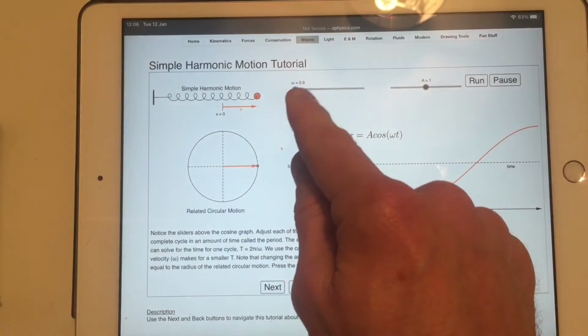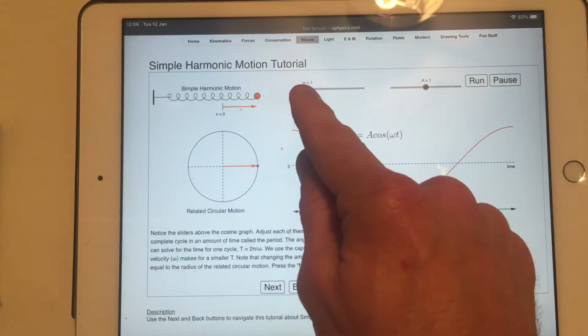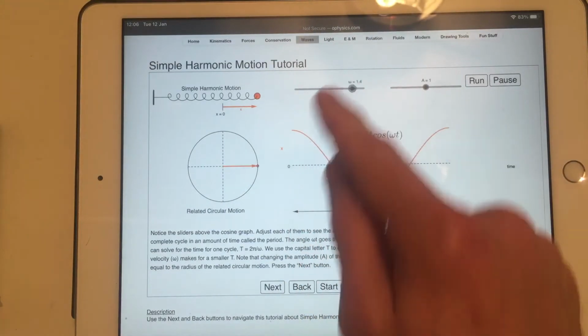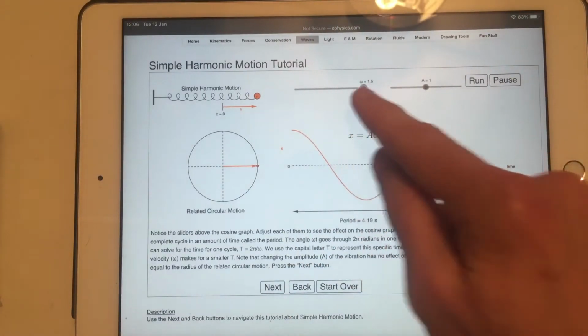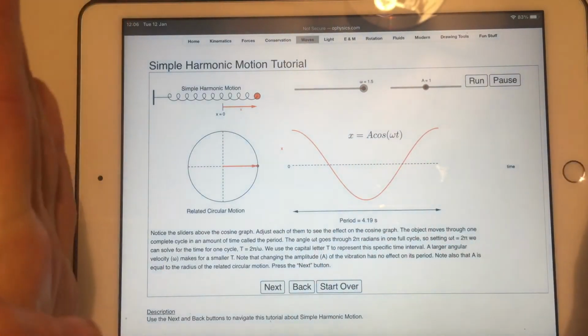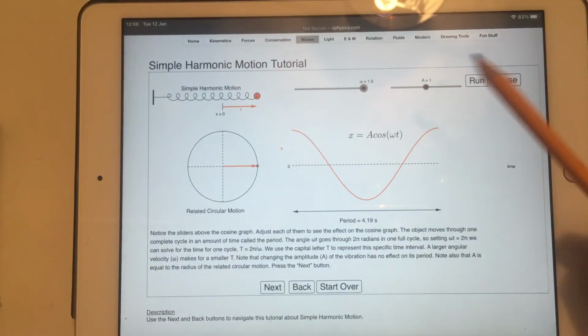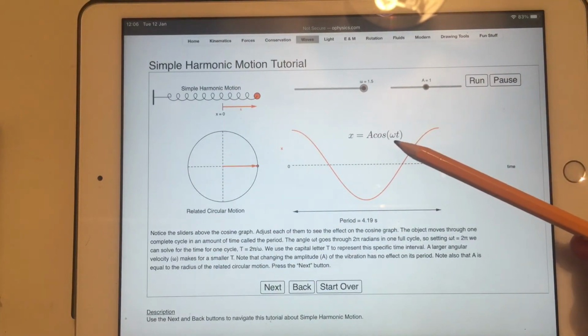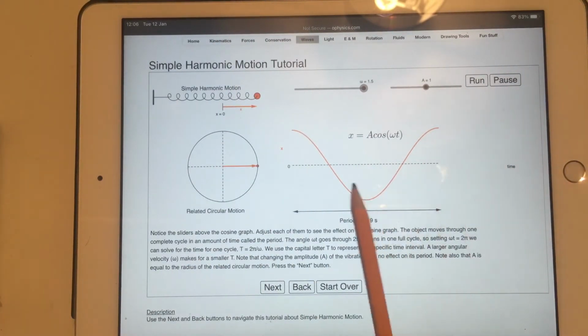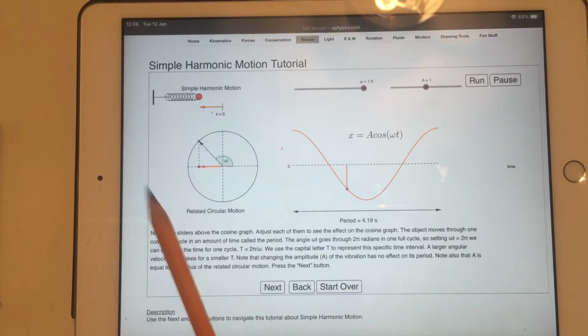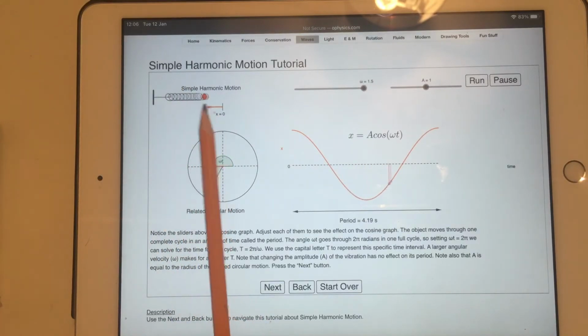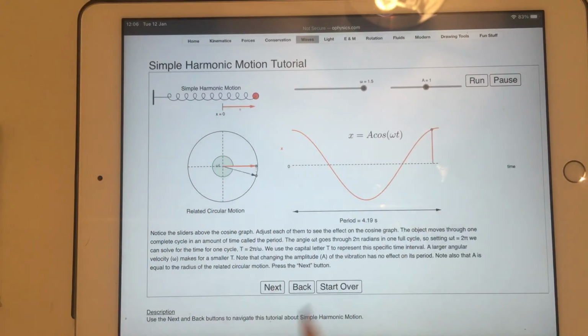So as I increase the value of omega, we can see the graph has been enlarged by a scale factor of 1 over omega. We can see the period of oscillation is decreased. If we run that, we can see the object is moving quicker now. We'll come back to that in a little while.